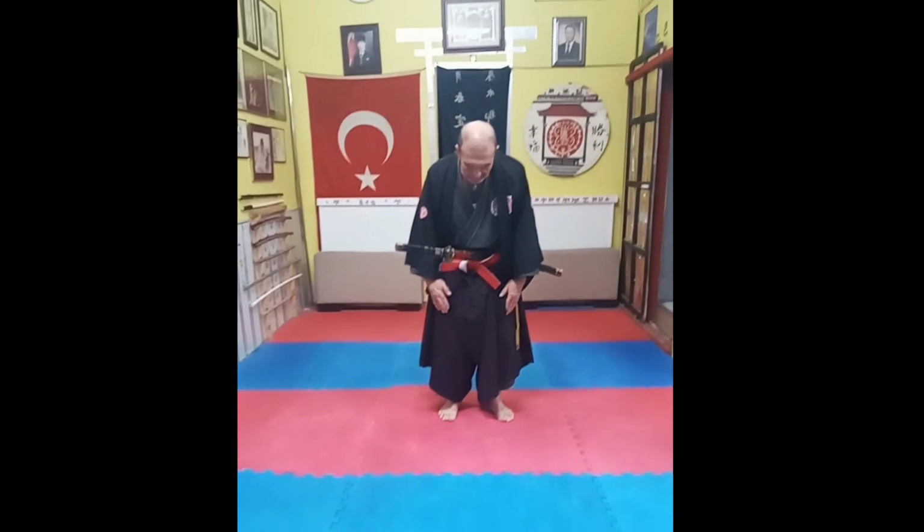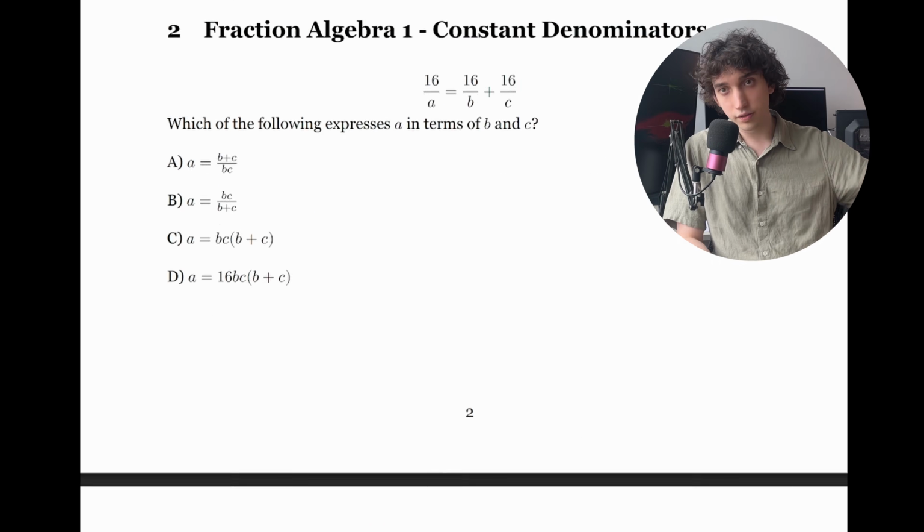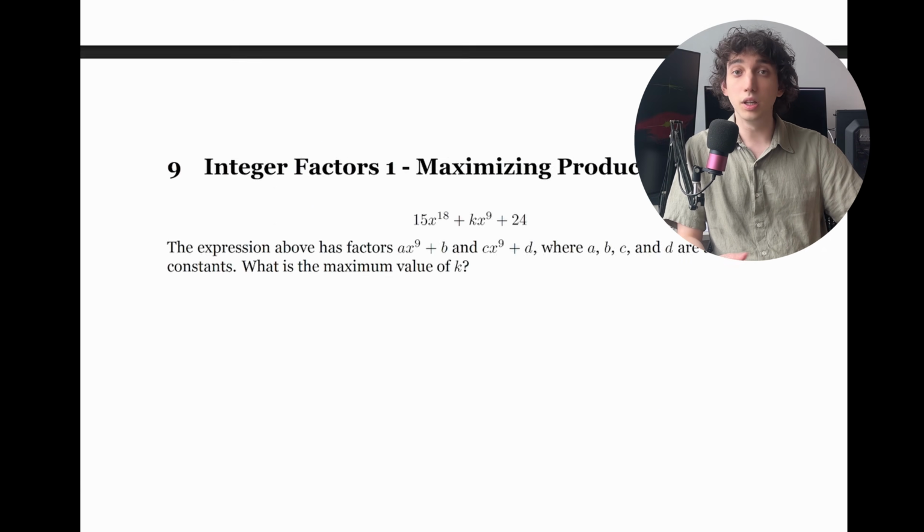Almost every single hard problem on the SAT falls neatly into one of 25 question types. And if you understand every one of these 25, you will get a near perfect score. So I wrote up all 25 of these problem types, and you can download this PDF completely free with the link in my description. And in this video, I'm going to walk through 10 of those 25 problems. So without further ado, let's begin.